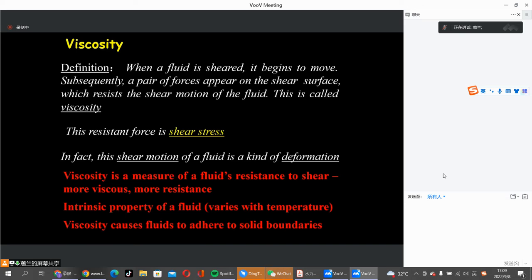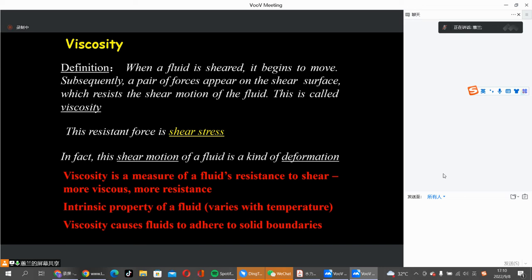The viscosity is just like the friction coefficient. The larger the viscosity, the more difficult it is to move, right? To have relative motion, to deform, right? So it's because of viscosity, because of friction, that fluids can adhere to a solid boundary. I think we can understand this, right?